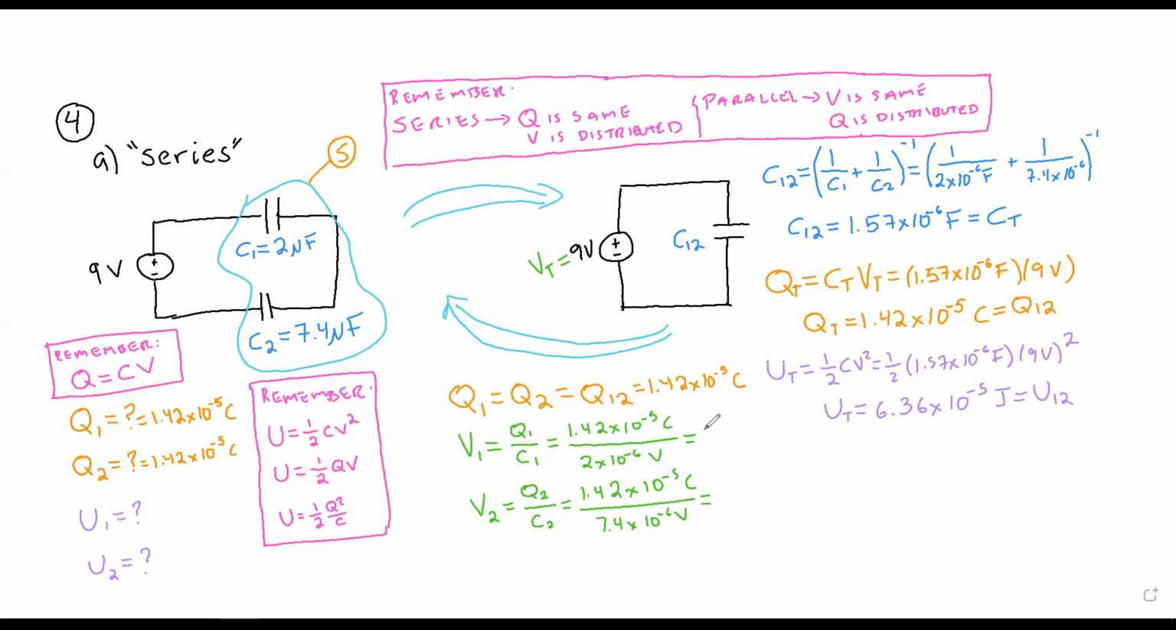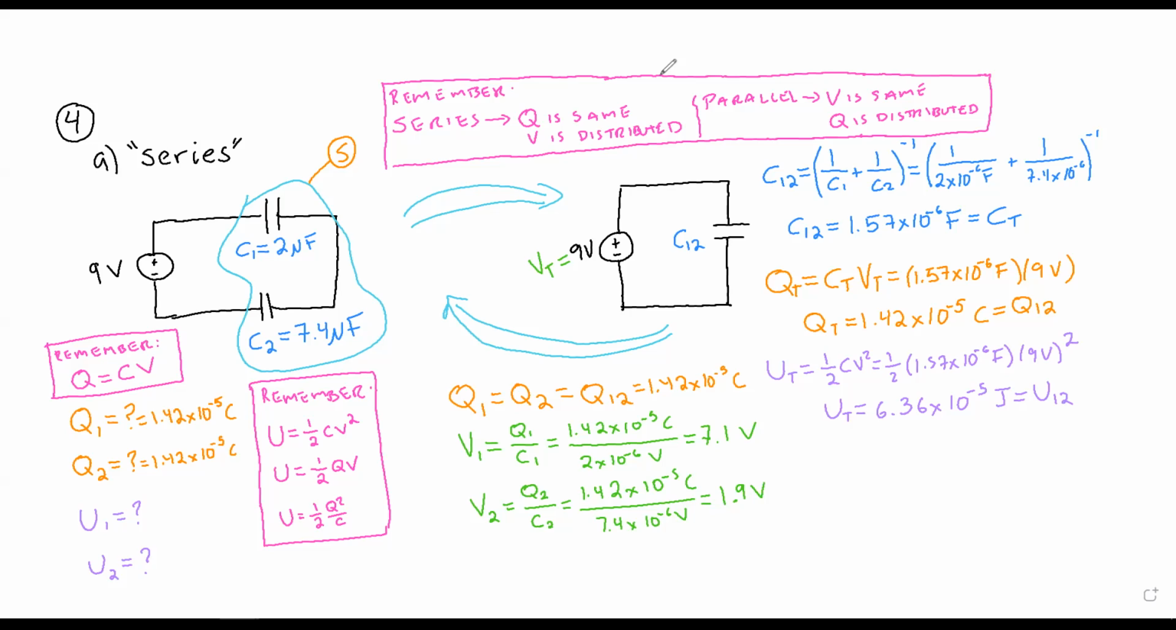For V1, I got 7.1 volts, correct? And mentally, I can calculate that voltage 2 should be 1.9. Now, can somebody tell me why is that? Why could I mentally calculate it for this situation? Because the voltage is distributed. There you go. The voltage is distributed.